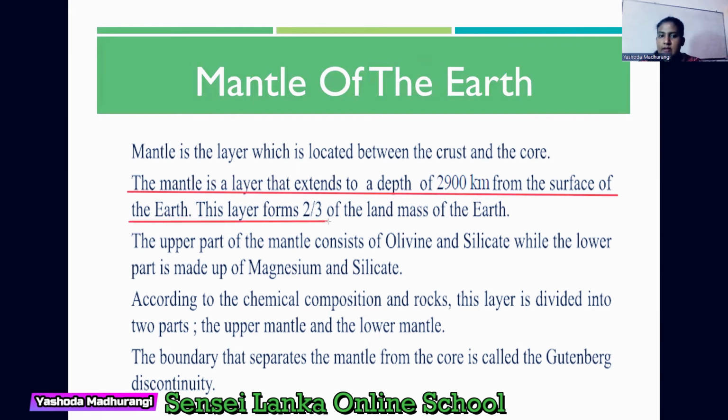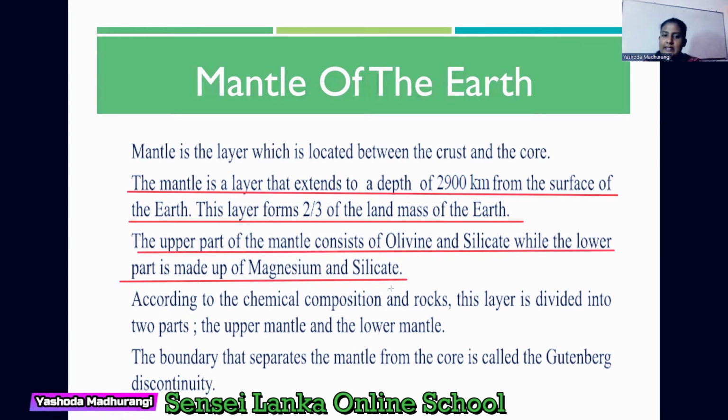This layer forms 2/3 of the land mass of the Earth. The upper part of the mantle consists of olivine and silicate, while the lower part is made up of magnesium and silicate. Now, do you understand? There are two parts in the mantle, upper part and the lower part. Look at the composition also. In my next activity, you have to answer them.